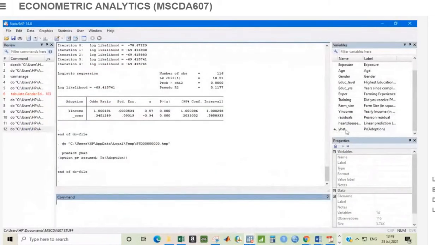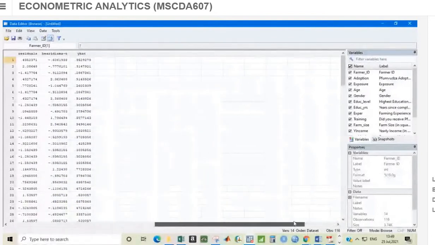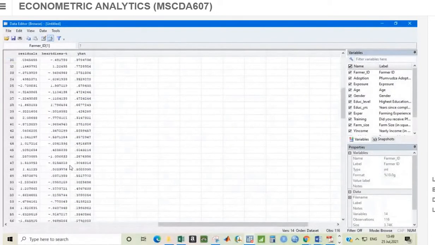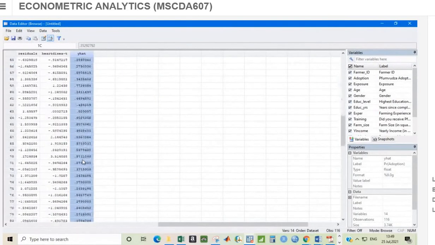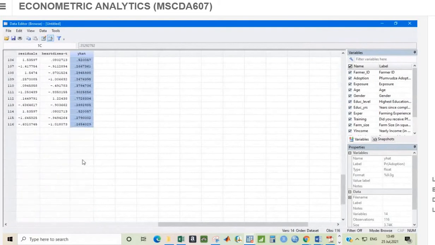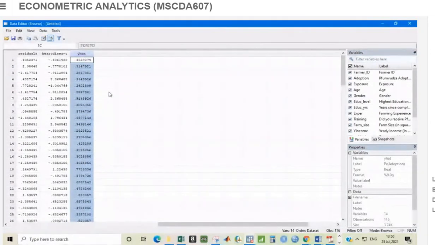The y8 variable has been generated here. You can see now, it is the probability of our adoption. Let me navigate to the browse mode. Can you see that these are the probabilities? No number is below 0, no number is above 1. So these are the probabilities of adopting Pfumvudza.